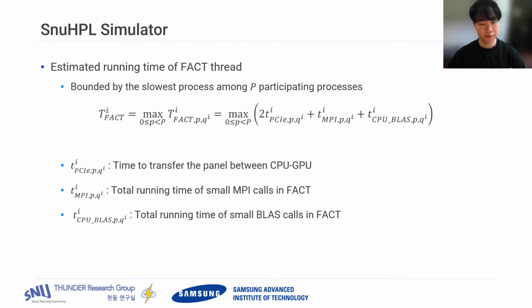T-PCIe is the time to transfer panel data between CPU and GPU. T-MPI is the total running time of small MPI calls in the fact phase. And T-CPU BLAS is the total running time of small BLAS calls in the fact phase. The SnuHPL Simulator estimates these small t values with the performance metrics from the profiler.